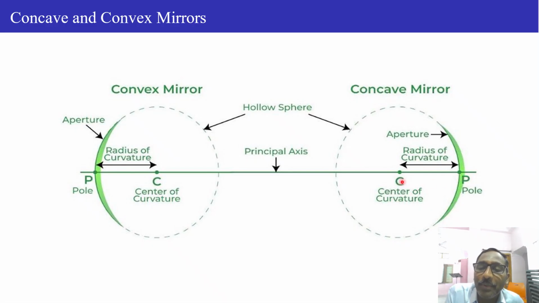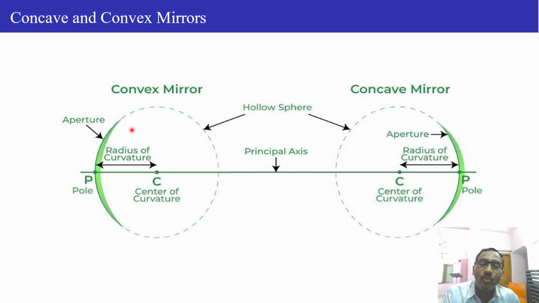Exactly in between P and C, if you take half of PC, you will get exactly the center point. That point is known as focus, capital F. Here also, in between P and C, exactly in the middle, you will have the focus.